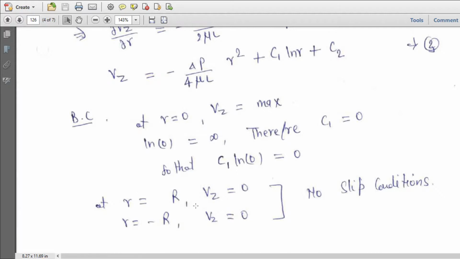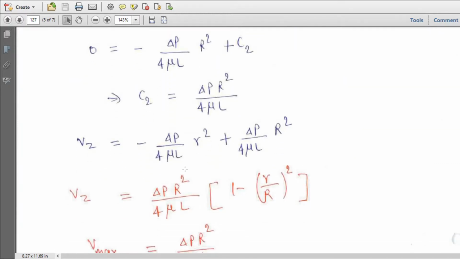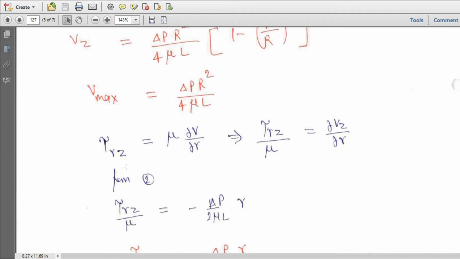Now at r equal to plus minus R, Vz equal to 0, the no slip boundary condition. So we can substitute that into equation number 3: 0 equal to minus delta P by 4 mu L R square plus C2. So C2 comes out to be delta P R square upon 4 mu L. So from here we can get Vz equal to delta P R square upon 4 mu L times 1 minus r square upon R square. So from here Vmax at r equal to 0 is delta P R square upon 4 mu L.